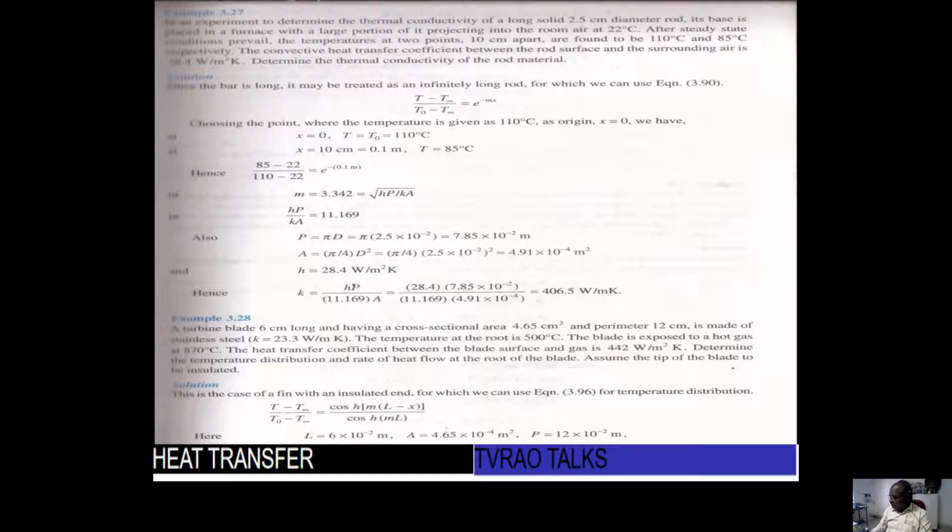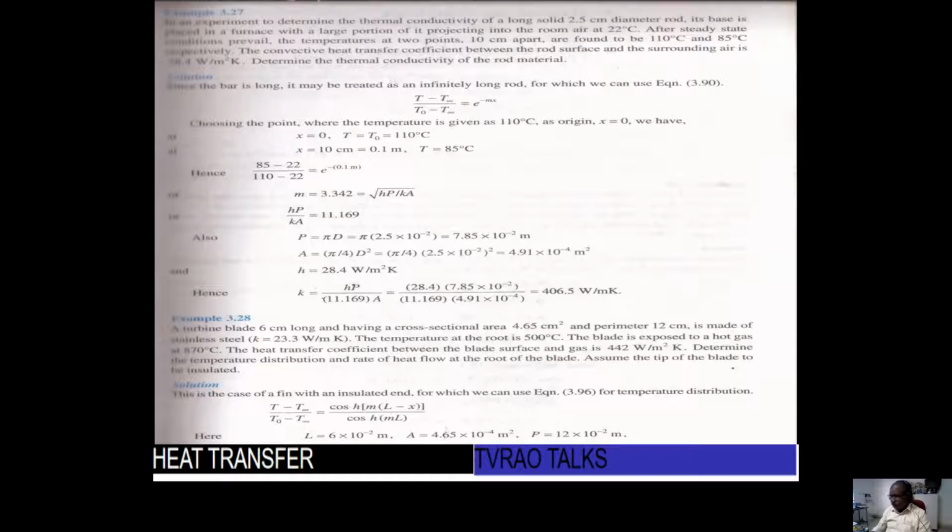The temperature at the root is 500 degrees centigrade. That is T0, the given base temperature. The blade is exposed to hot gases at 870 degrees centigrade, so T infinity is given. The fin is exposed to the hot gases. The heat transfer coefficient between the blade surface and gas is 442 watt per meter square Kelvin. Determine the temperature distribution and the rate of heat transfer to the blade.